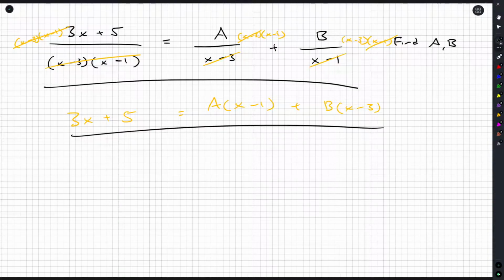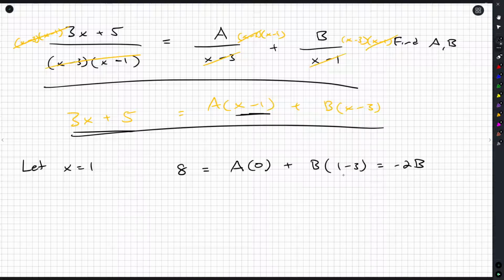So because this has to hold for A and B, this statement now holds for A and B. And what we can do is we say, well, x minus 1 has a root of 1. So if we let x be 1, the left-hand side and the right-hand side still have to be equal. 3 times 1 plus 5 is 8. And you get A times 1 minus 1, which would be 0, plus B times 1 minus 3. You'll get negative 2B. So B is going to have to be negative 4.